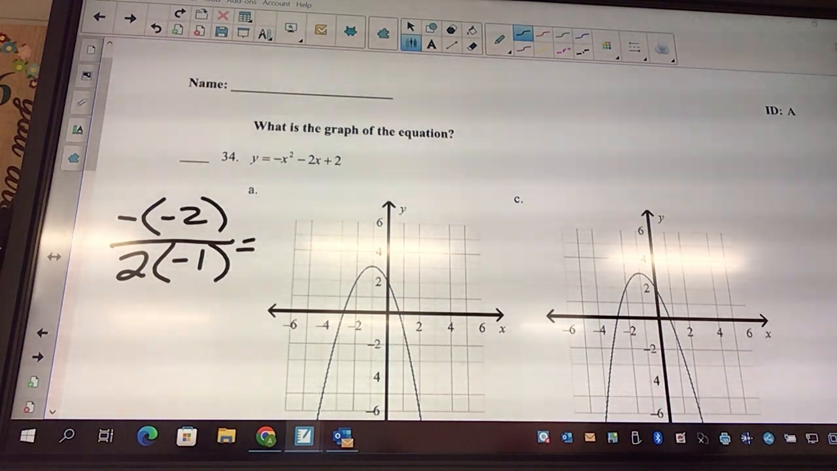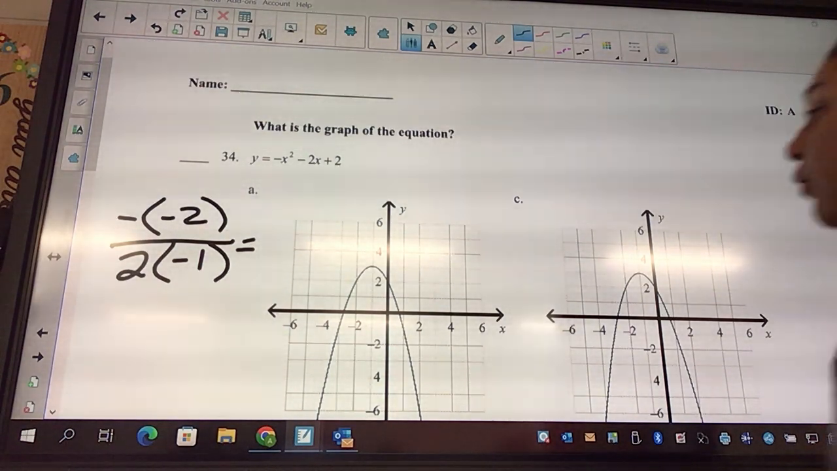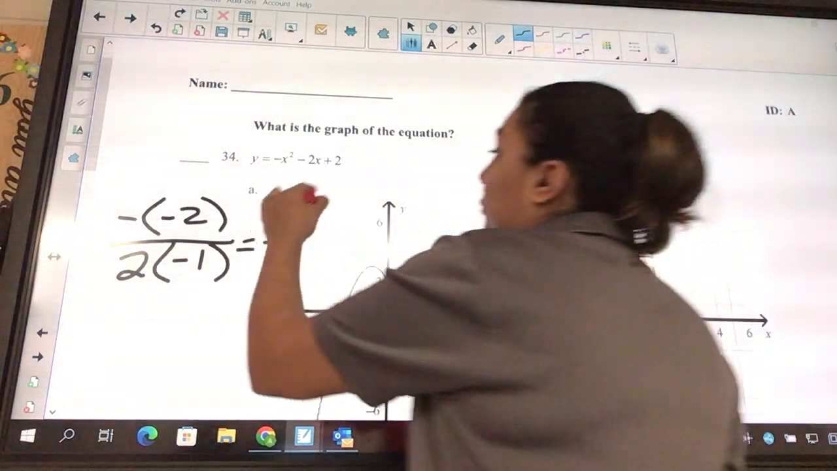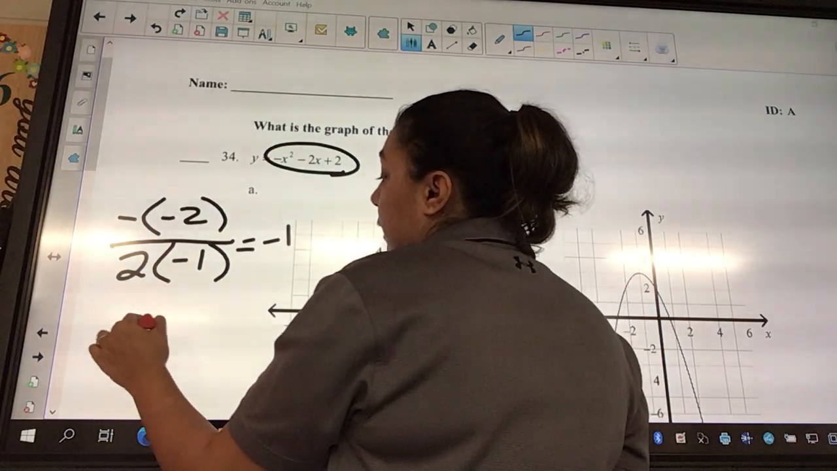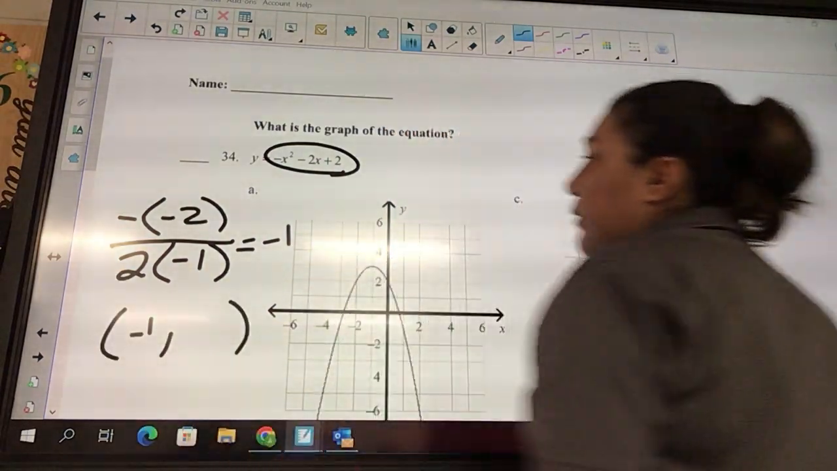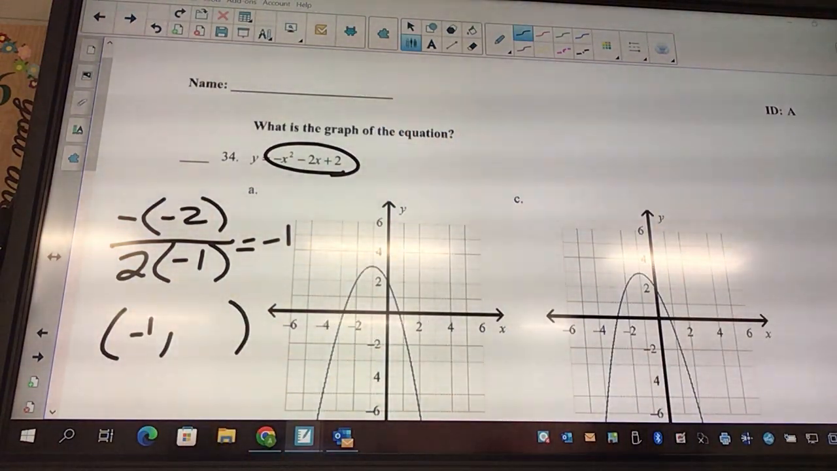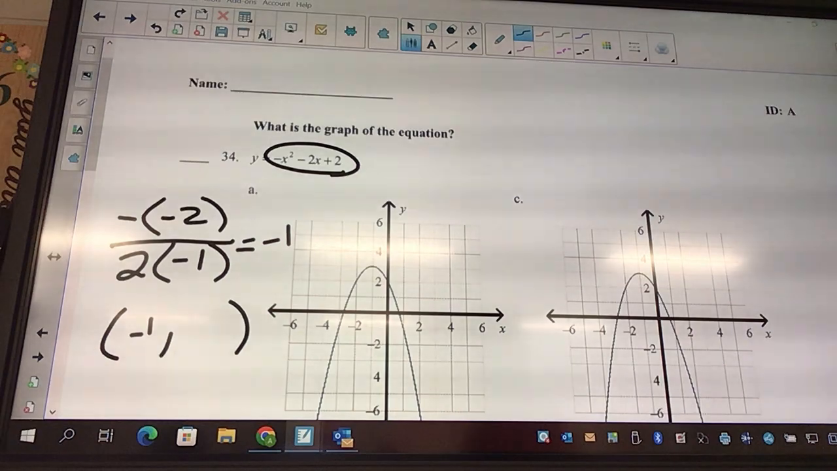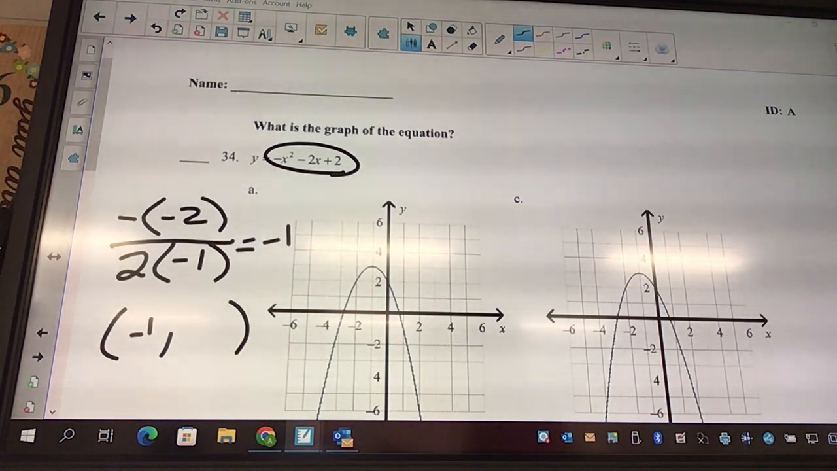I got -1. And then you would go back through and plug it in up here. Everywhere there's an x up there, you're going to plug in -1. We're not going to do all that. The answer to this one, what are we on, 34? Is C.